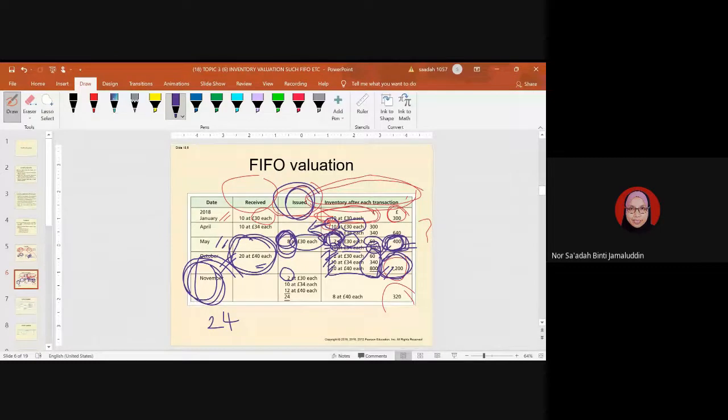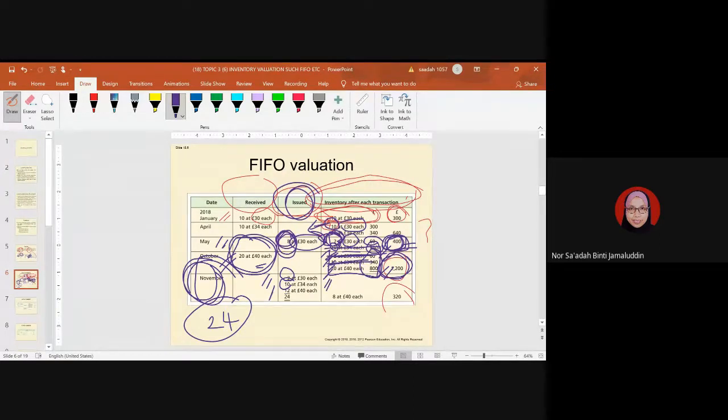Susunan dia yang pertama masuk mesti keluar dulu. So put 2 units at 30 each. So here, finish January, stock on January. And then you should put the 10 units. Nak cukupkan 24. So 2 mula, tolak 10 pula. Potong 10 at 34 each.